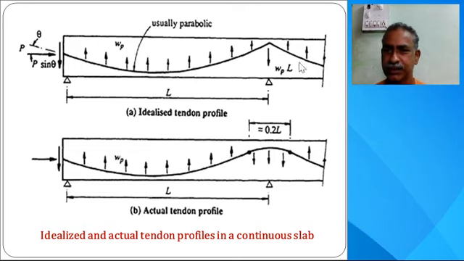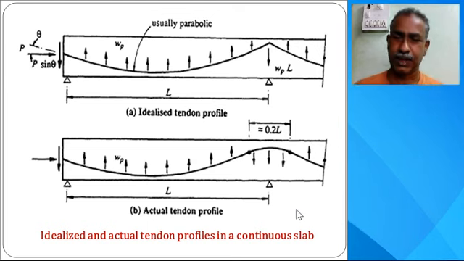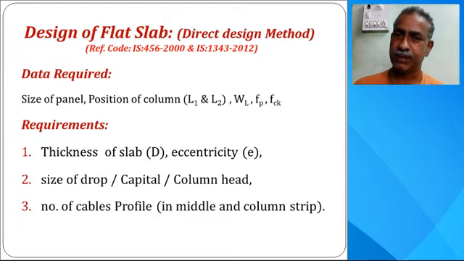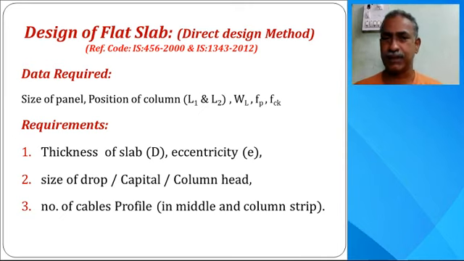This is the idealized profile, and actually we cannot provide it like this because it is parabolic. That's why, in the actual implementation of the cable, we can provide it like this. This is not at the point, but this is the point of contraflexure. Then it will be shifted like this. This is the actual cable profile in the beam as well as in the case of the slab.